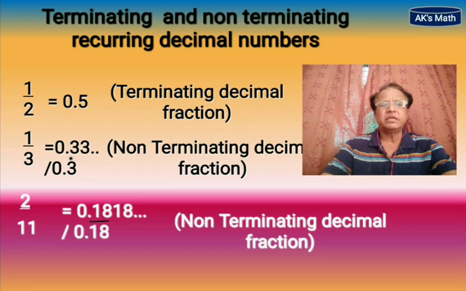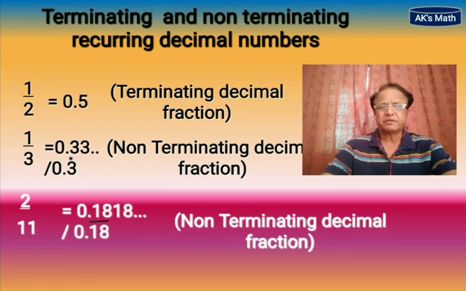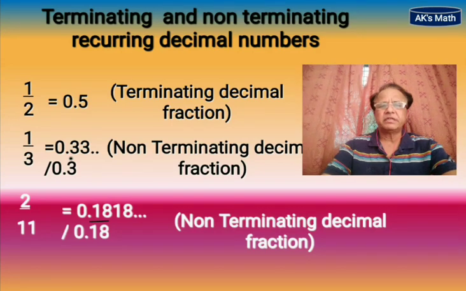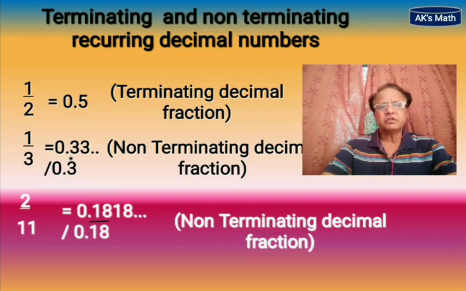If you observe all these three examples, 1 by 2 is 0.5, which means the division stops, so that number is called a terminating decimal fraction. If you observe 1 by 3, it is 0.333, which means 3 is occurring so many times, continuously. So such a number is called a non-terminating decimal fraction.